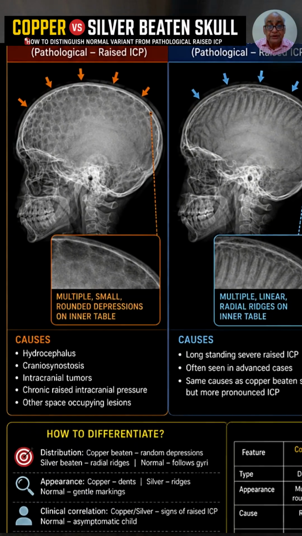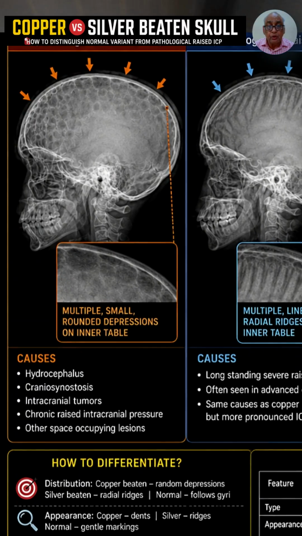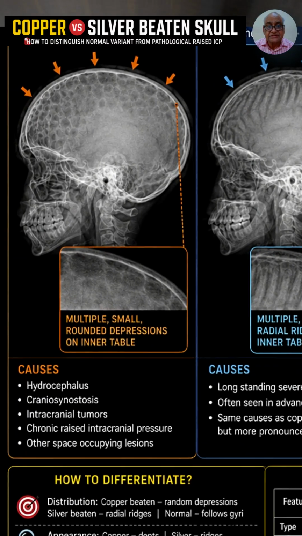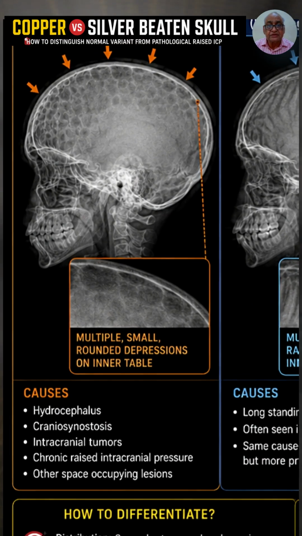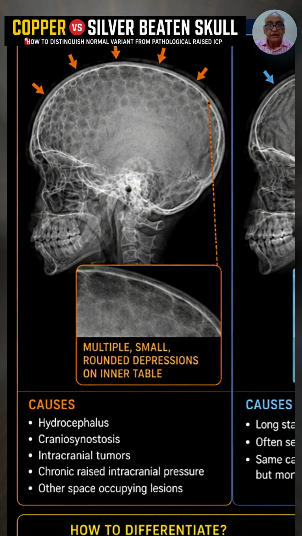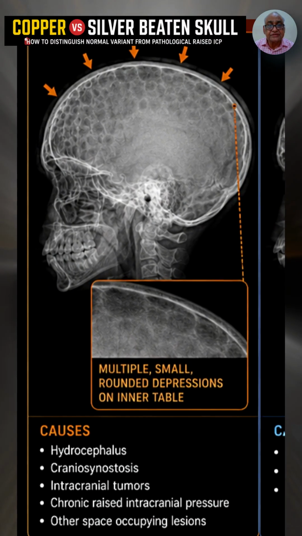When intracranial pressure remains elevated over time, the inner table remodels, creating this characteristic appearance. Common causes include hydrocephalus, craniosynostosis, intracranial tumors, and other causes of chronic raised intracranial pressure.